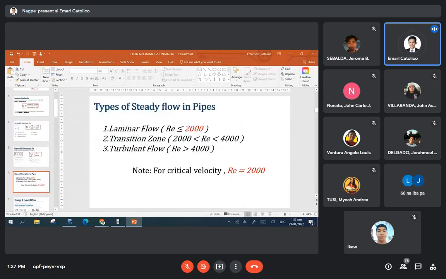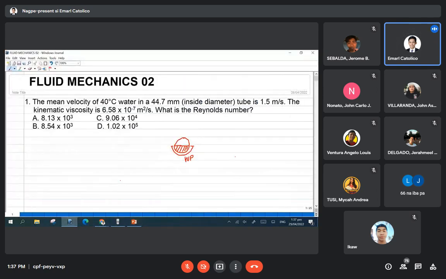So, okay. So, yan na lang muna. Reynolds number muna tayo. So, try natin yung example number 1. Number 1, the mean velocity of 40-degree water in a 44.7 millimeter inside diameter tube is 1.5 meters per second. The kinematic viscosity is 6.58 times 10 raised to negative 7 meters squared per second. What is the Reynolds number?